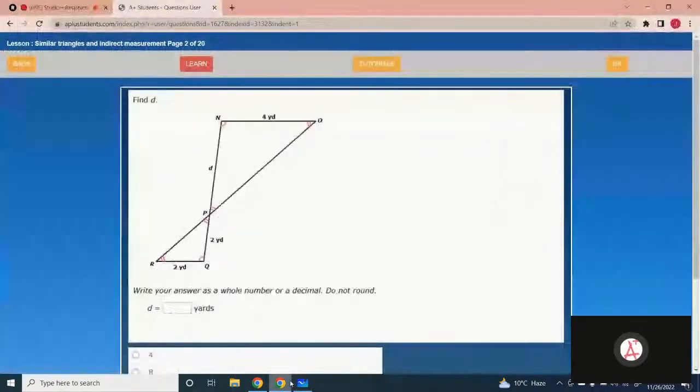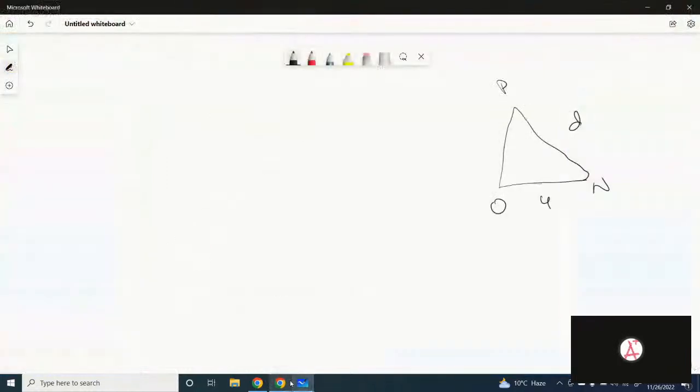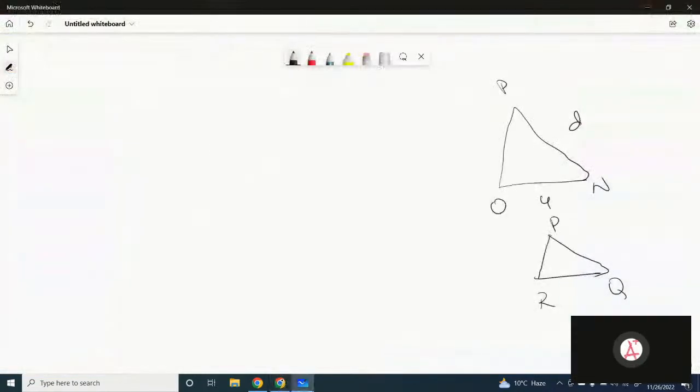Okay, the smaller one is RQP. PQ is 2 and RQ is 2. You have to find the value of D. Got it? They are the similar sides. D is similar to this one. Just form a proportion.